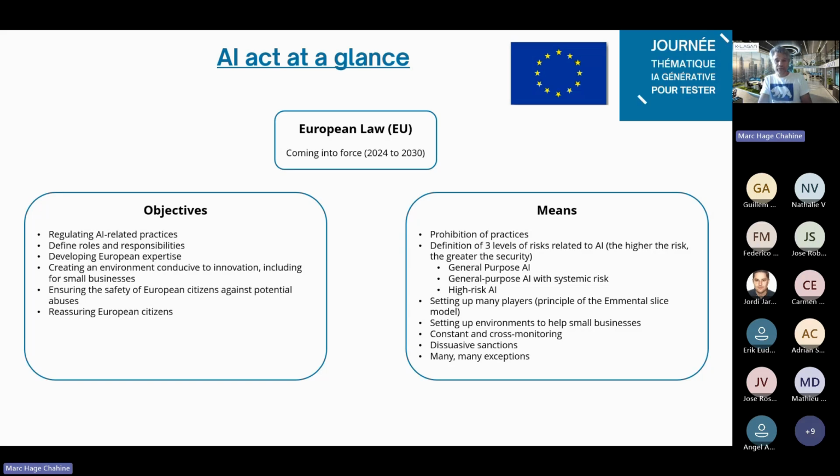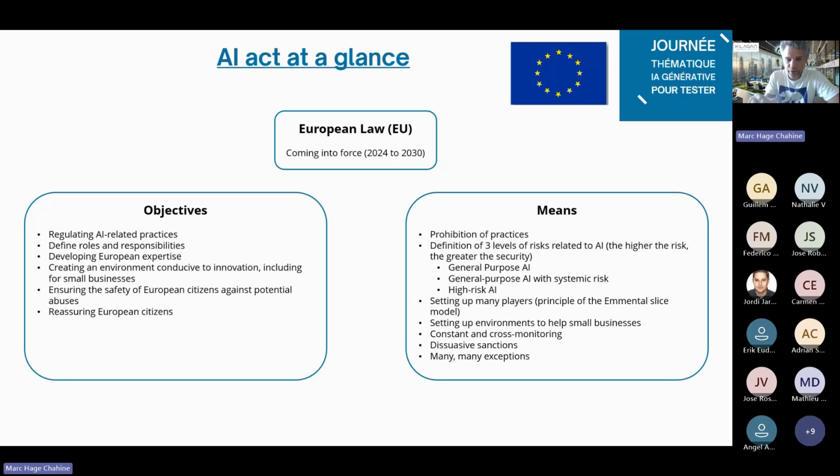They define 3 different levels of risk related to AI, and it's really one of the pillars, because according to the level of risk, you will have more or fewer documents to provide, and administrative things to do. Obviously, if the risk is higher, you will have more information to provide. It sets up a lot of players to give these roles and responsibilities, and also to add layers of testing and verification.